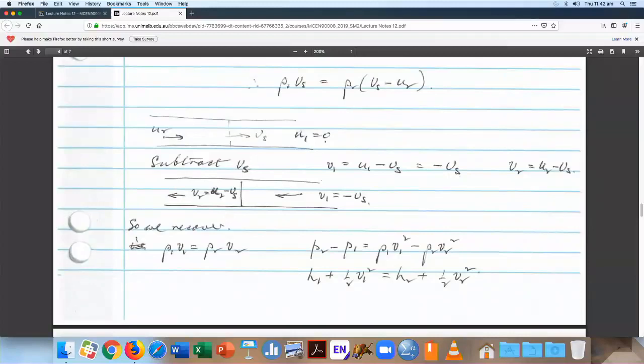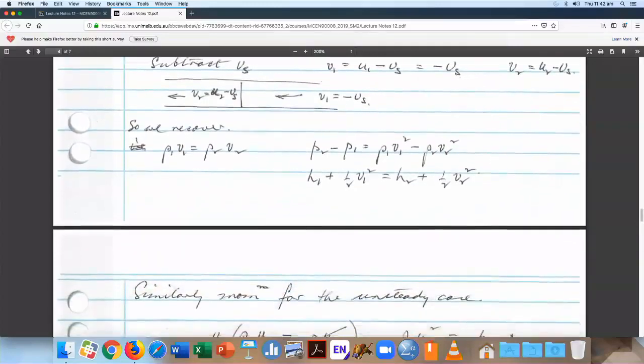So I wrote down for you that P2 minus P1 was rho 1 V1 squared minus rho 2 V2 squared, and H1 plus a half, in the steady shock case. These V's are distinguished from these U's. But let's work it out, make sure that even in those cases, the Galilean transformation works. Let's be absolutely sure.